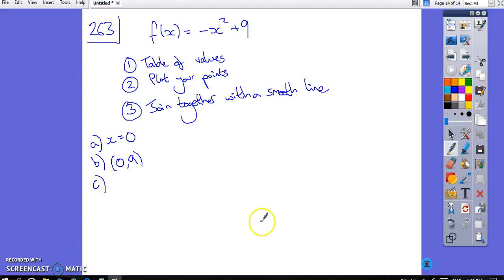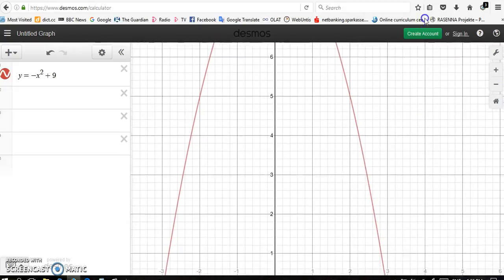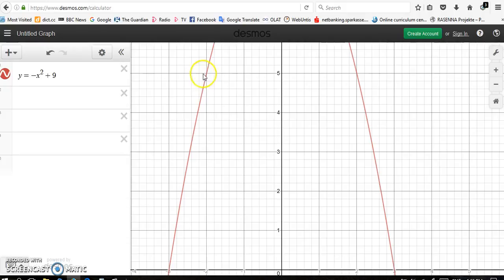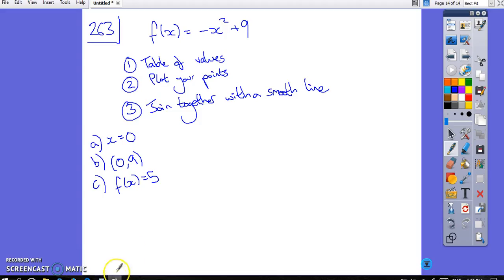For C, we need to find the x value for which f of x is equal to 5. And I said x value, but actually it should be x values, because when f of x is 5, then we have two different options for the x values, namely at 2 and negative 2. So, as before, x1 will be negative 2 because it's the smaller one, and x2 will be positive 2.